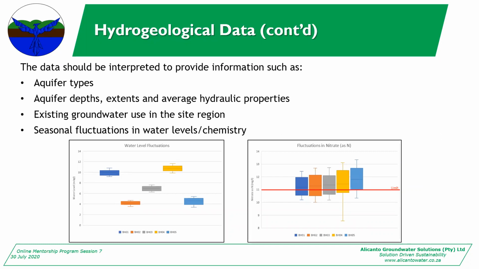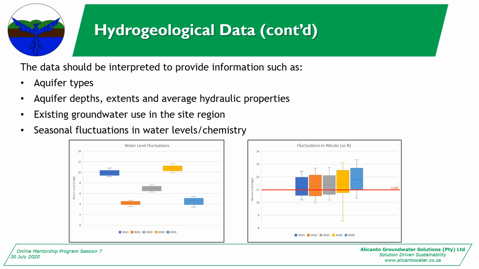This data you should interpret to give you information such as the aquifer type. Is it an intergranular aquifer? Is it a fractured aquifer? What's the dominant type of aquifer as well? Is it confined, unconfined, dual porosity? That kind of information needs to come from these interrogations.